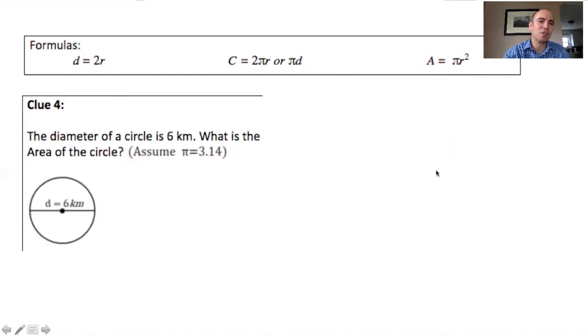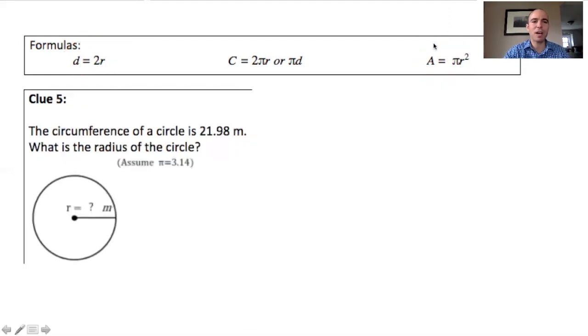Okay, the diameter of a circle is 6 kilometers. What is the area? This is pretty cool because there's no formula with both diameter and area. So what you need to do, obviously, is make one of these formulas work for you. You've got to figure out, well, if the diameter is 6, what's the radius going to be? Hey, I'm not telling you. I will tell you that if you really need a little help, you could use this formula first, and you could use this formula second. That's all I'm giving you.